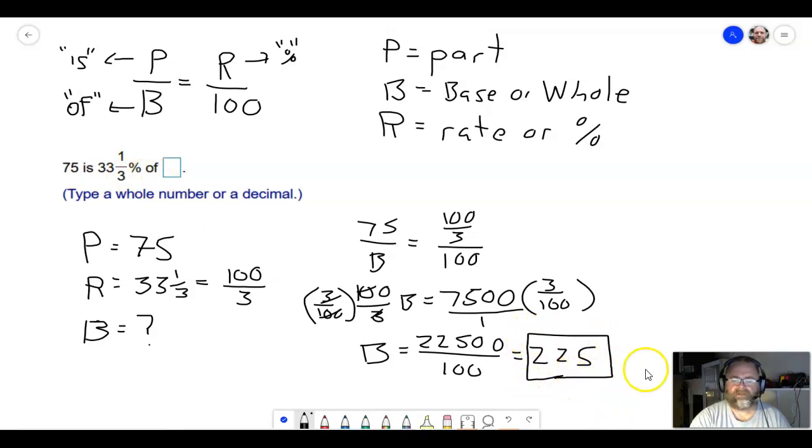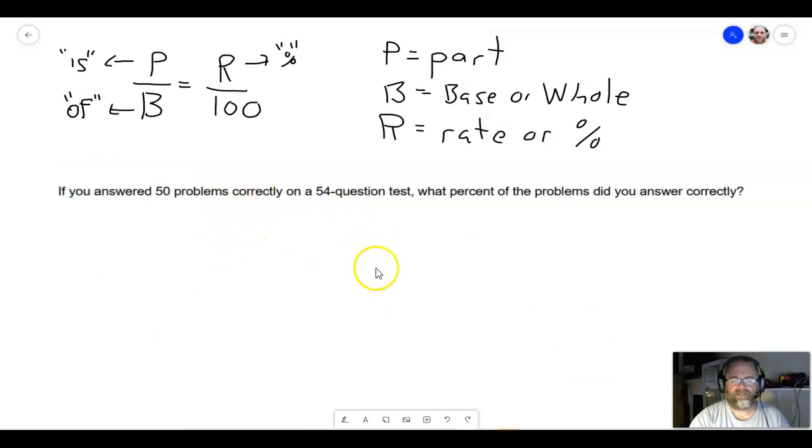All right, let's go ahead and take a look at one more example from this section. Okay, for this last one, I wanted to take a look at one that might not follow our specific rules for this, but one that we should be able to figure out. So if you want to go ahead and pause now, give it a try. It says if you answered 50 problems correctly on a 54 question test, what % of the problems did you answer correctly? All right, so go ahead and give it a try, and then we'll go through it.